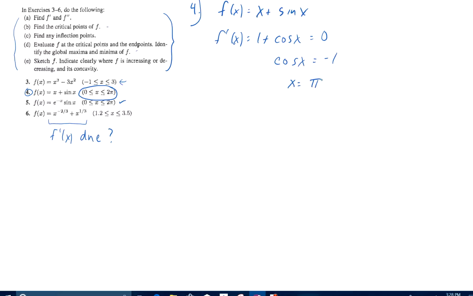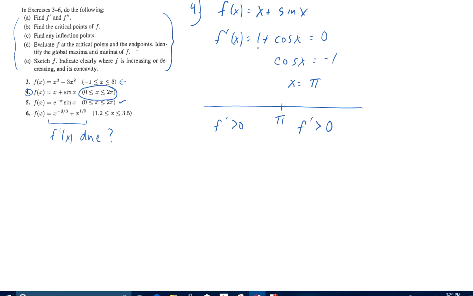So x is pi. If I want to see if that's a max or min, I look at the derivative and see if it changes sign there. At numbers less than pi, like pi over 2, 1 plus the cosine of pi over 2 is 1 plus 0, which is 1, greater than 0. And for numbers greater than pi, say 3 pi over 2, cosine is 0, so f prime is 1 plus 0.